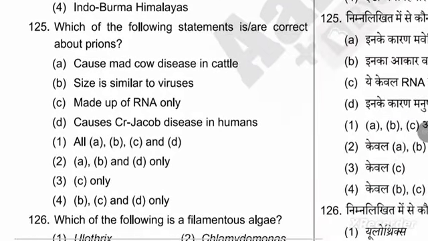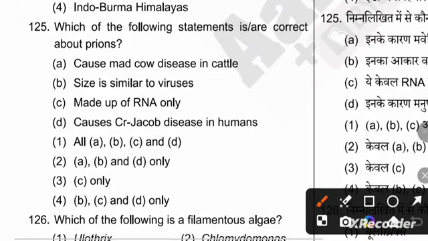125th question. Which of the following statements are correct about prions? We know prions are infectious proteins. Prions cause mad cow disease in cattle, of course right. Then prions are smaller than viruses, of course right. Then prions are made up of RNA only.